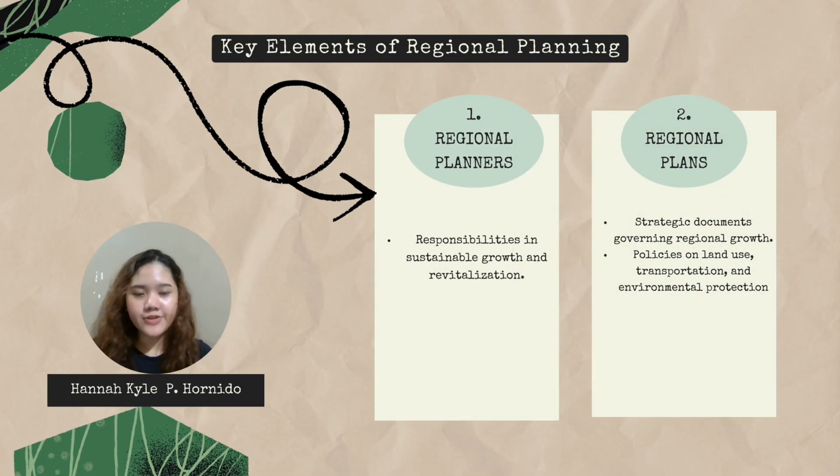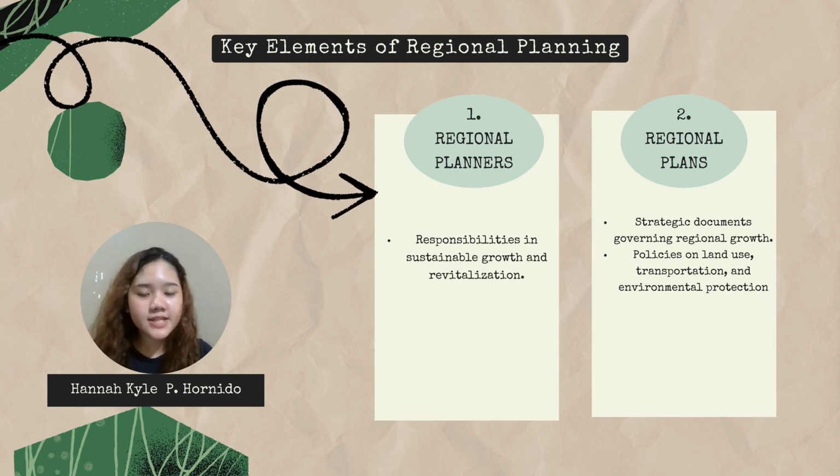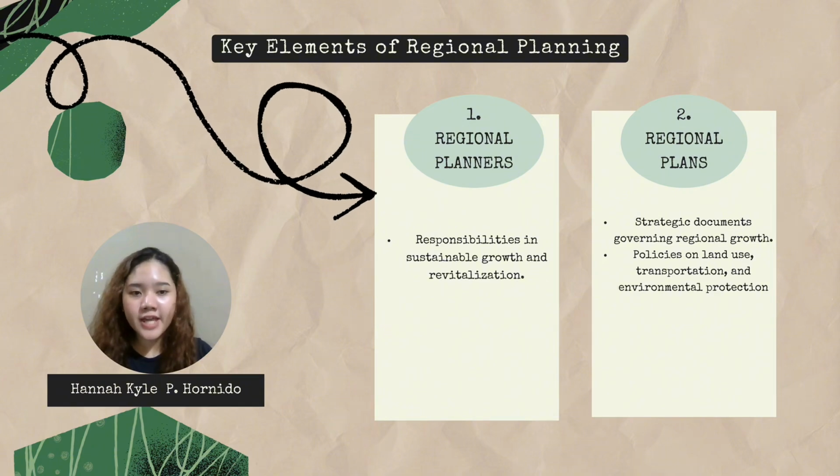Now let's look at the two key elements of regional planning and the roles. Regional planners are responsible for using land and resources effectively to promote sustainable growth and revitalization throughout the entire region. They work to balance several key factors: economic development, transportation, environmental conservation, and the well-being of communities across various municipalities. By coordinating these elements, regional planners help create thriving interconnected areas that benefit everyone.